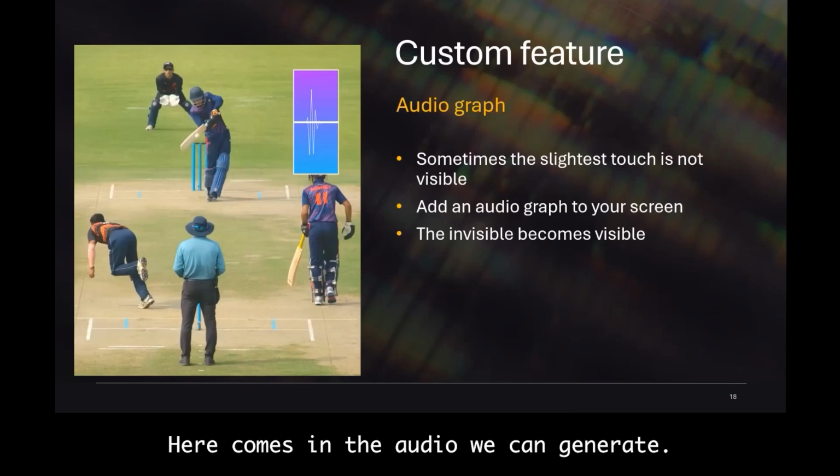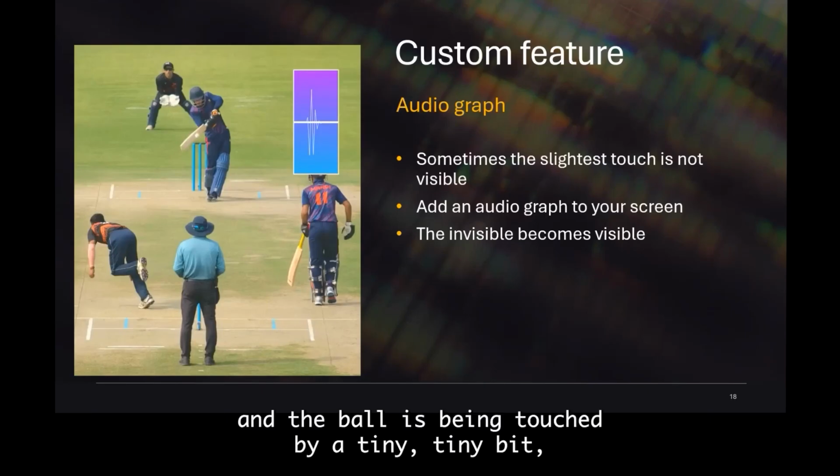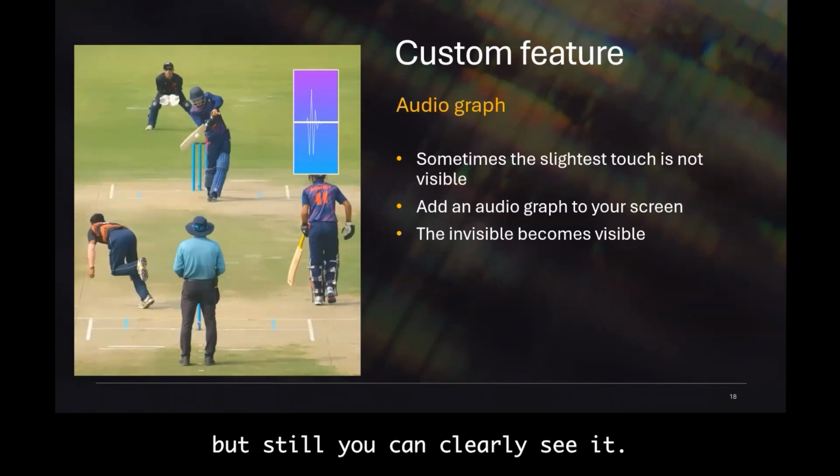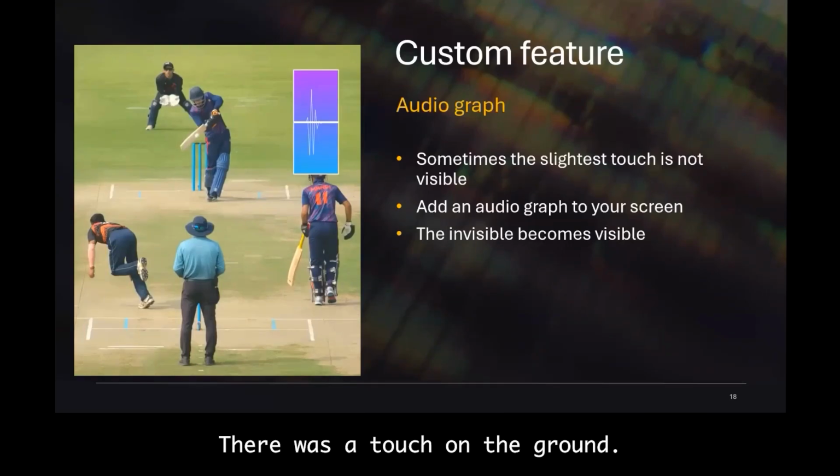Here comes in the audio graph we can generate. When the batter is swinging his bat and the ball is touched by a tiny bit, you might not be seeing it on the curve of the ball, but still you can clearly see it. There was a touch on the graph. So what happens? The invisible becomes visible.